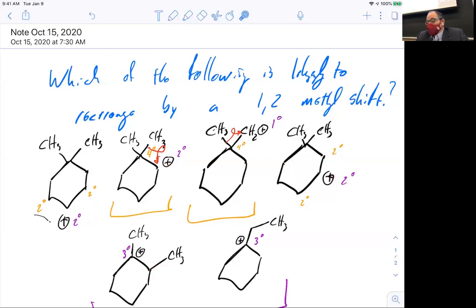Now, if we thought about forming these, so if we started with the alkyl halide here and the alkyl halide here, right, this is going to be a faster reaction because I start with a secondary alkyl halide going to a carbocation. This is a primary, right? This would be a very tough reaction to get. That wasn't what it was asking. It's just like, if I had these, which ones would rearrange?